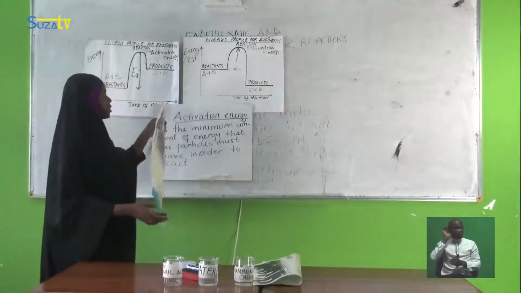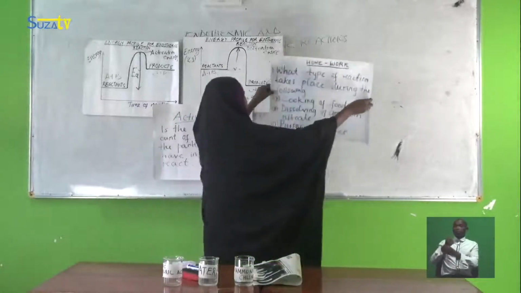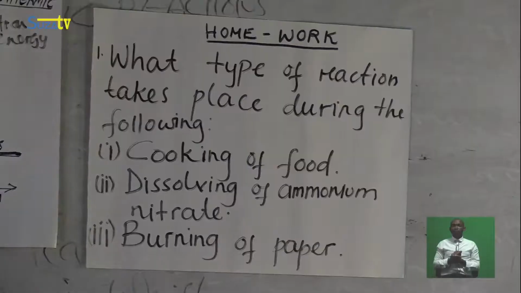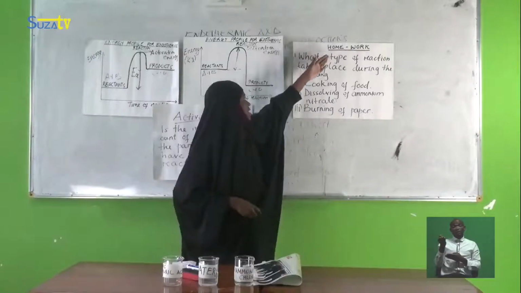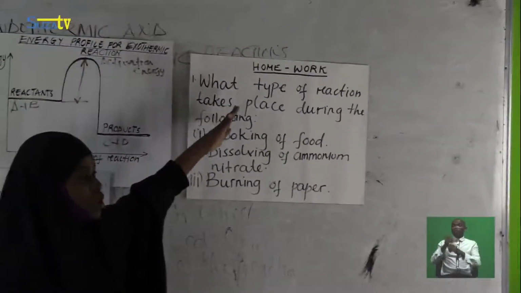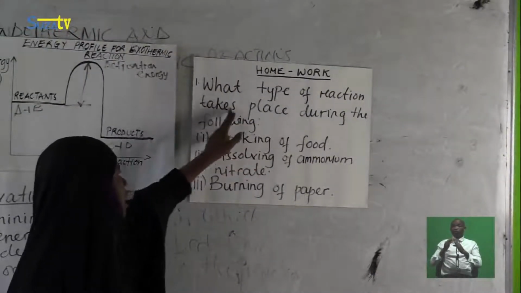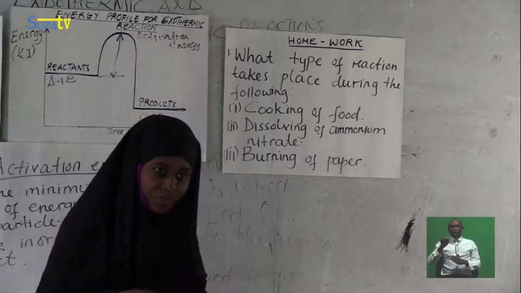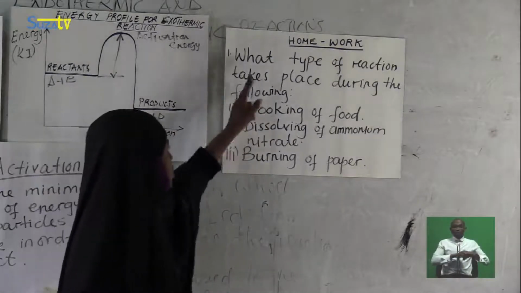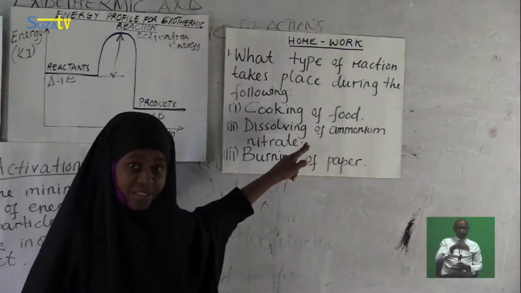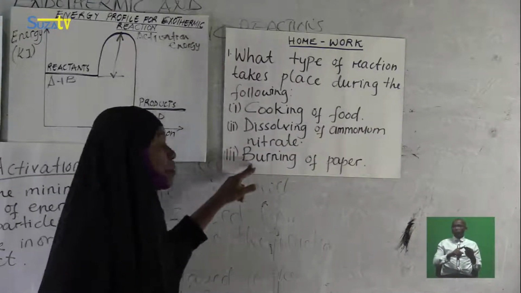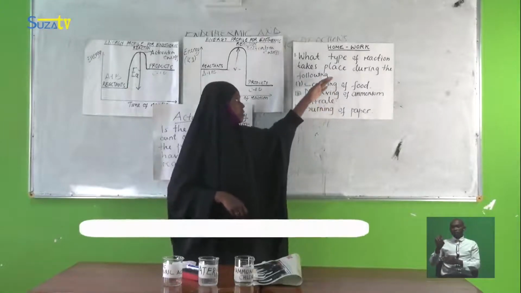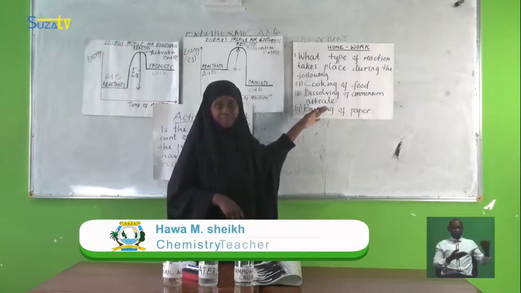Thank you very much for listening, my dear students. So this will be your homework. You're going to do this at home. What type of reaction takes place during the following? During cooking of food, during dissolving of ammonium nitrate, and burning of paper. So I want you to write the type of reaction for each of these processes.